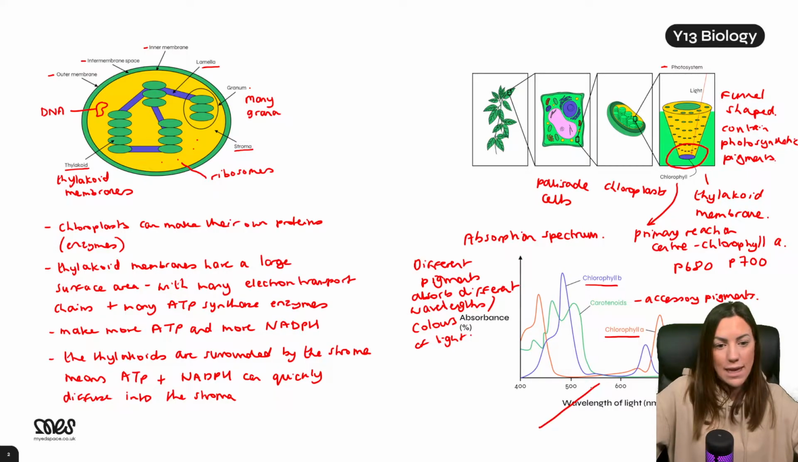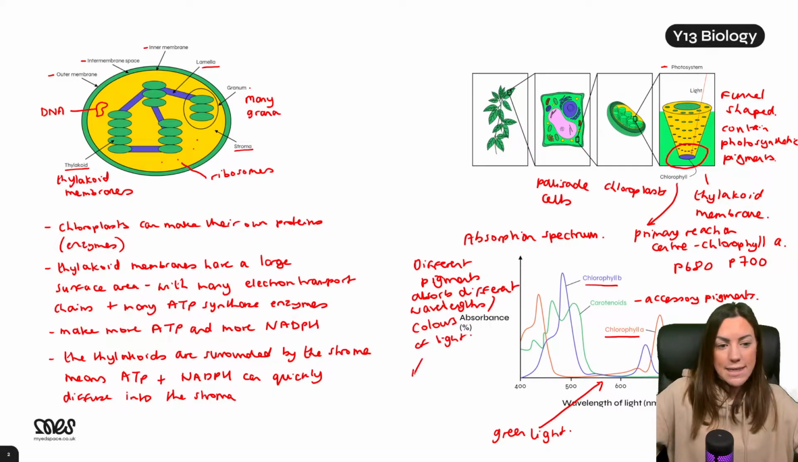Now, looking down here at these wavelengths of light, these wavelengths represent green light, and you can see that the green light is reflected by all three of these photosynthetic pigments. And because these pigments reflect green light, this is why leaves appear green.